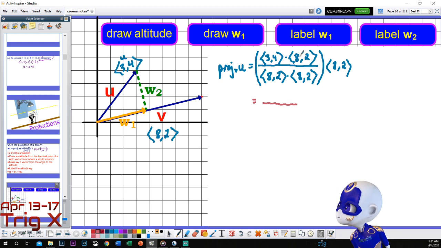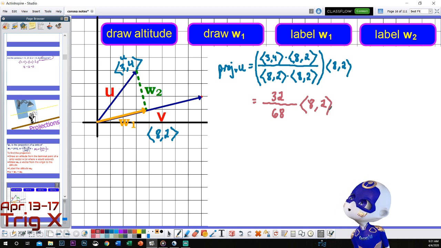Alright, next let's do our dot products. On the top, that is 24 plus 8, 32. On the bottom, I have 64 plus 4, which is 68. So that is my scalar. Now, it would probably make my life a little bit easier if I reduced that fraction. So I go ahead in my calculator, typing in 32 divided by 68, and then math, enter, enter, and it gives me the fraction 8 over 17. This makes the numbers smaller. Let's do that.